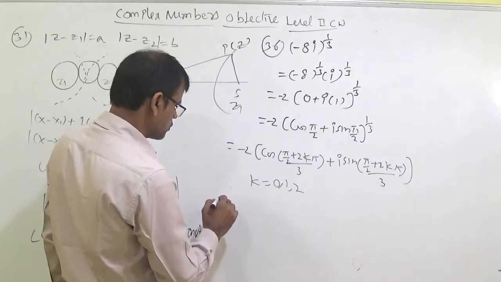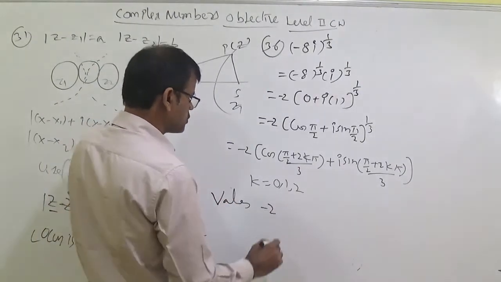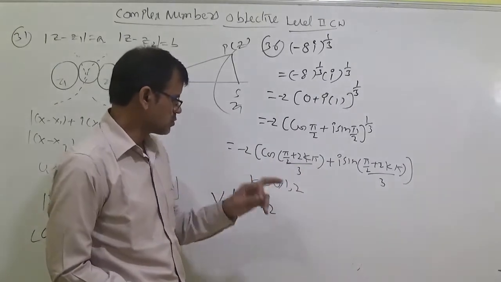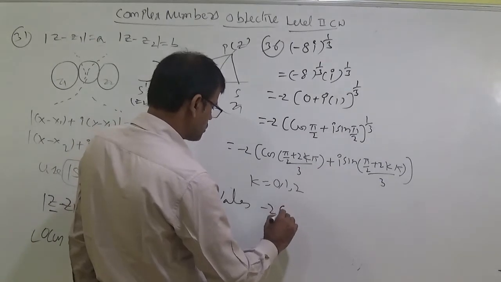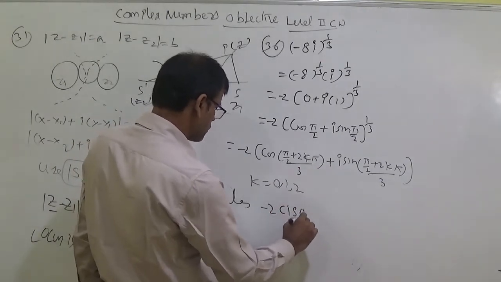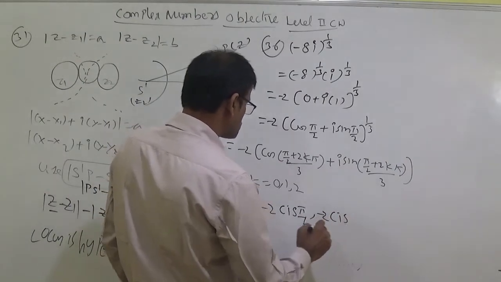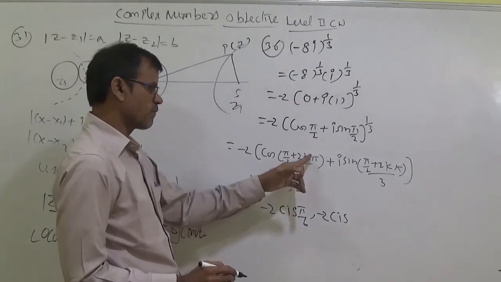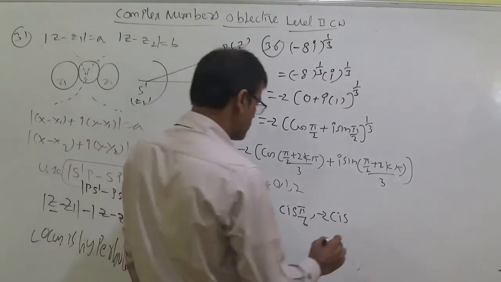If k is equal to 0, you can write the values. Substituting k equal to 0, we get minus 2 cis pi by 6. Later we can write the values: minus 2 cis pi by 6, and if k is equal to 1, we get minus 2 cis 5 pi by 6.